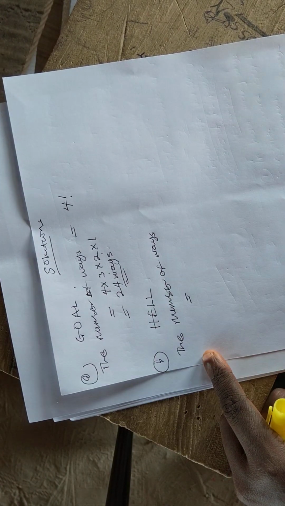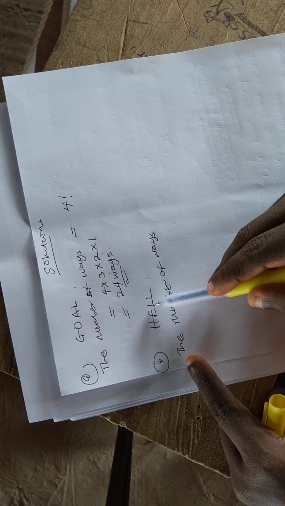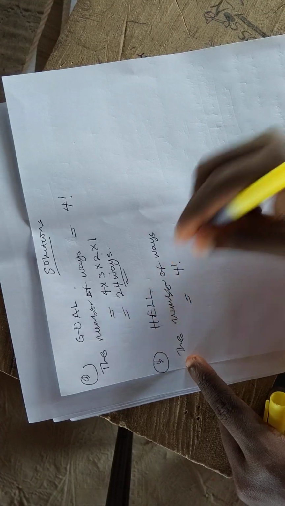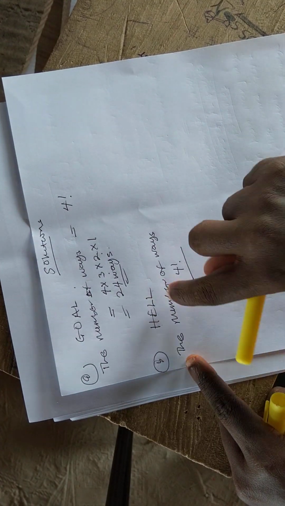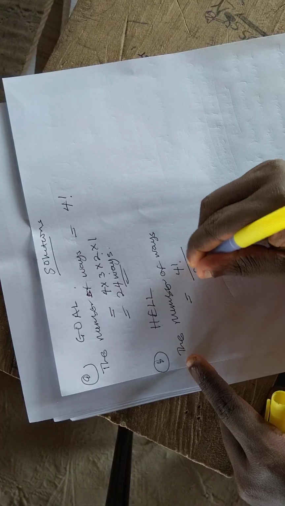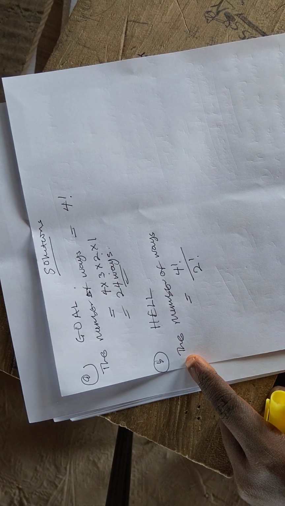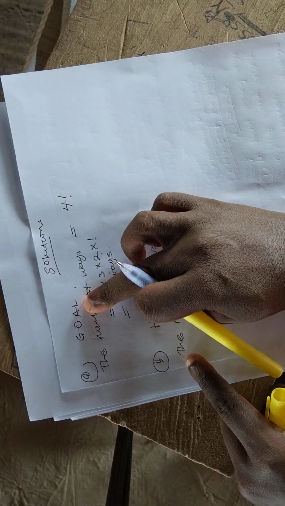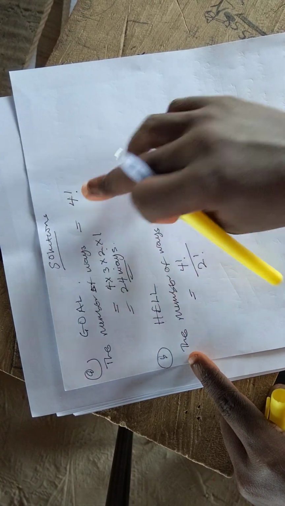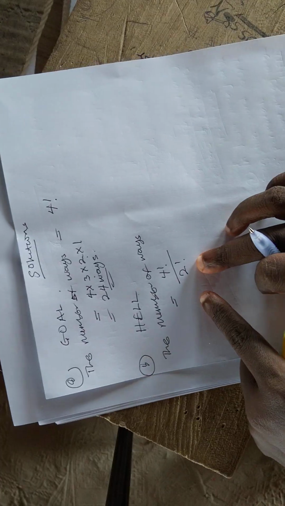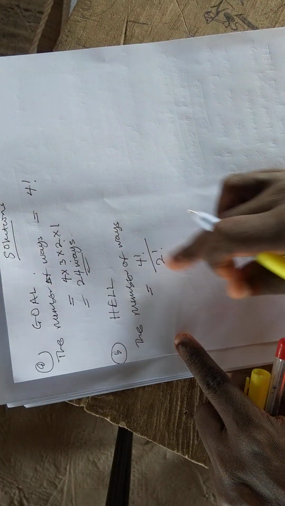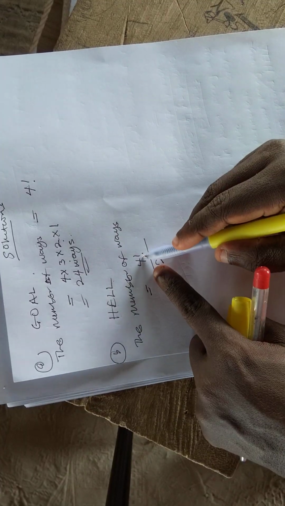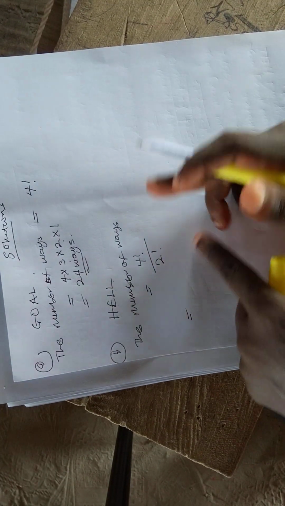But the number of ways here is equal to, now in L we have 1, 2, 3, 4, which is 4 factorial. Then, because L repeated 2 times, it will be over 2 factorial. So you divide by anyone that repeated. But in goal, no letter repeated, so that is why it is just 4 factorial. But this one will be 4 factorial over 2 factorial. This is the same as we multiply from 4 to 1, over we multiply from 2 to 1.